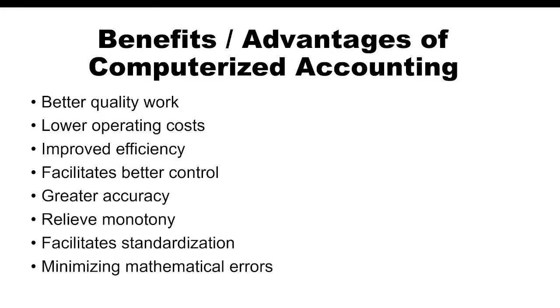Improved efficiency. Computers will bring speed and accuracy in preparing the records and accounts, thus increasing the efficiency of workers. Another one is facilitating better control. From the management point of view, greater control is possible and more information may be available with the use of computers in accounting. You have greater accuracy. Computerized accounting ensures accuracy in accounting records and statements.